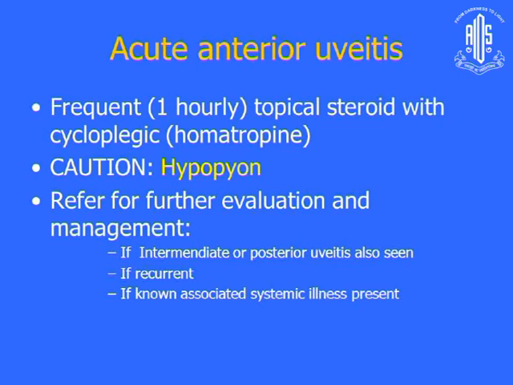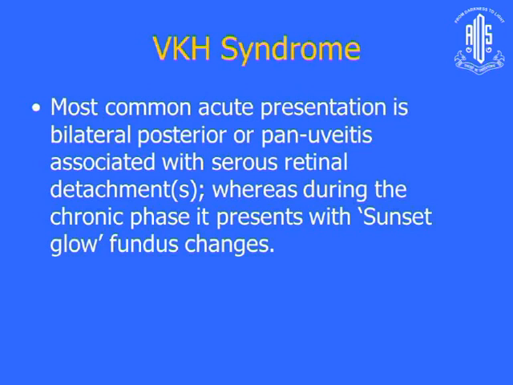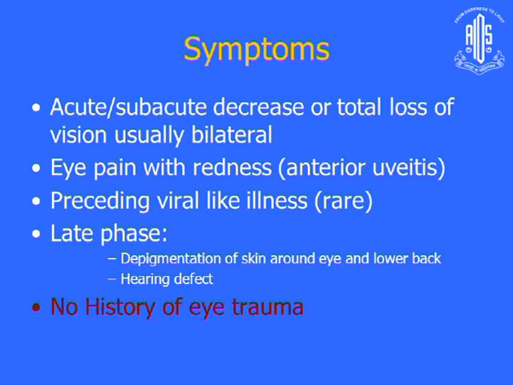But if it is recurrent, if there is associated systemic illness, or if you see any posterior uveitis also, then better to refer. VKH syndrome is another common cause of bilateral sudden vision loss. Acute or subacute decrease or total loss of vision, usually bilateral, with eye pain and redness. The most important differentiation from sympathetic ophthalmia is that there is no history of eye trauma. Otherwise, both diseases are the same.